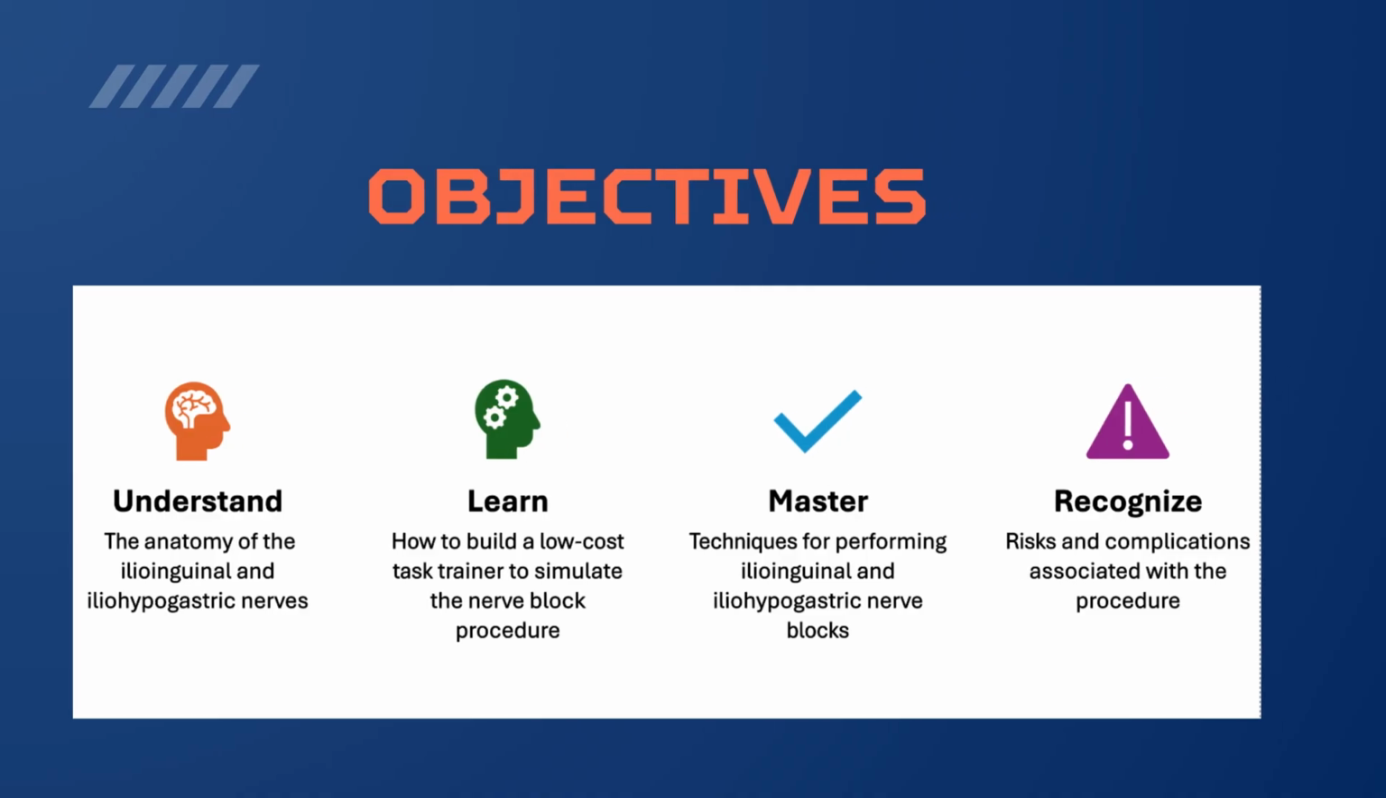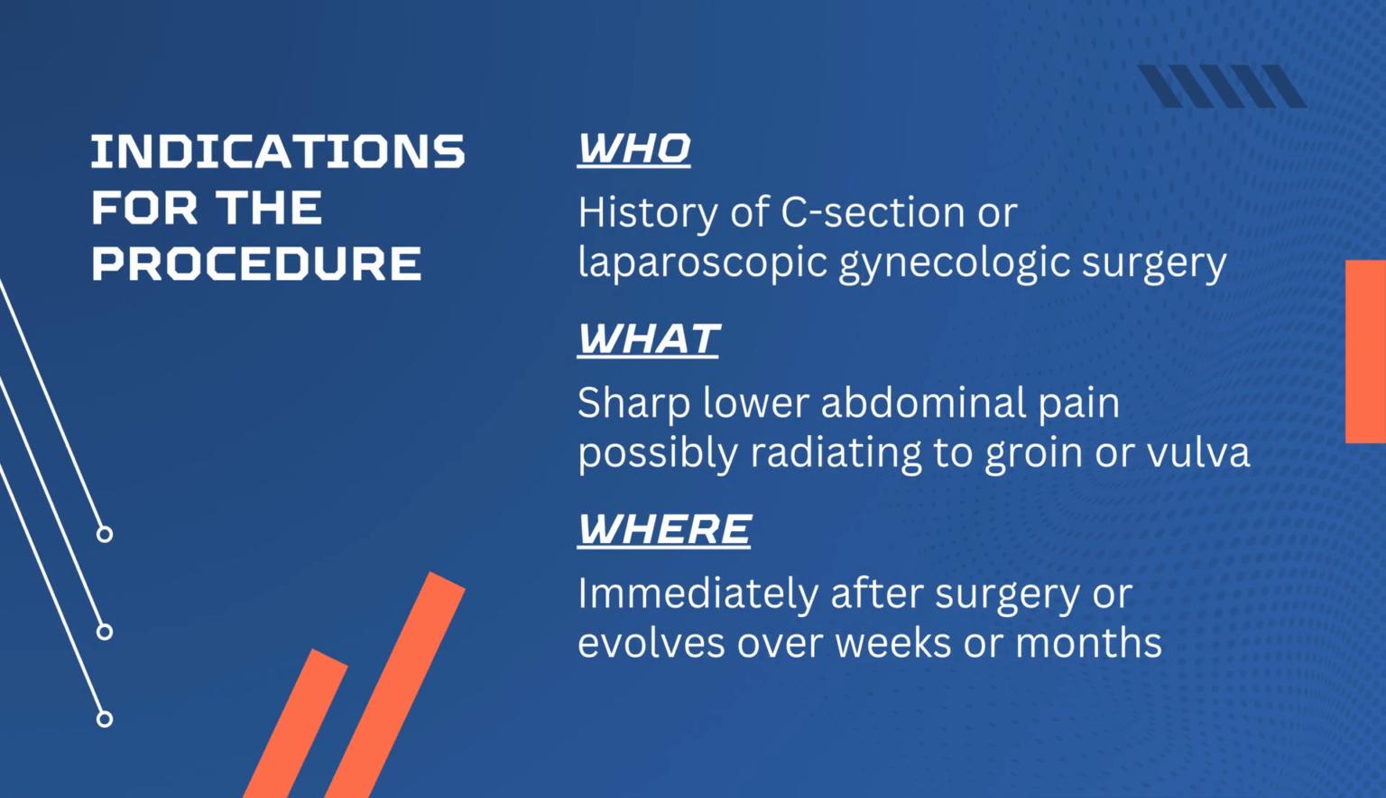The ilioinguinal or iliohypogastric nerves, tiny but mighty, are frequently at risk during common obstetrical and gynecologic procedures, especially with Pfannenstiel incisions used in C-section birth and lateral trocar placement. Neuropathy of either nerve can result in pain that appears immediately after surgery or that slowly evolves over time.